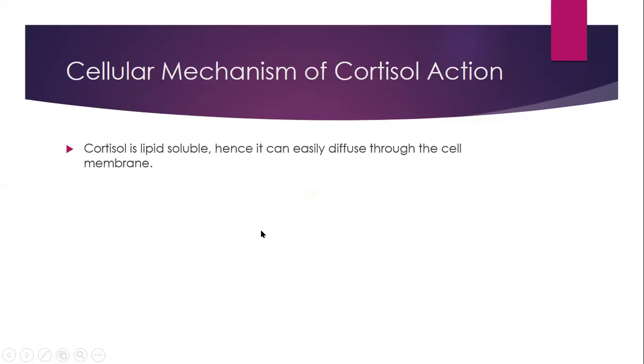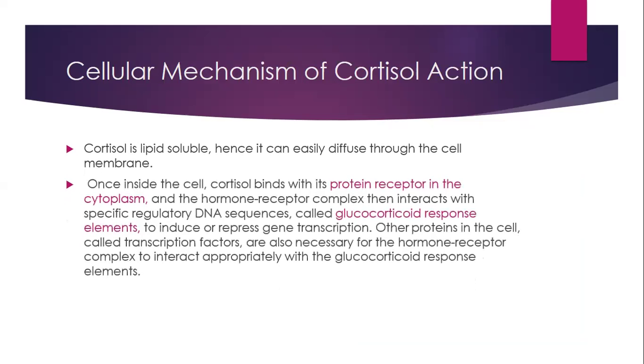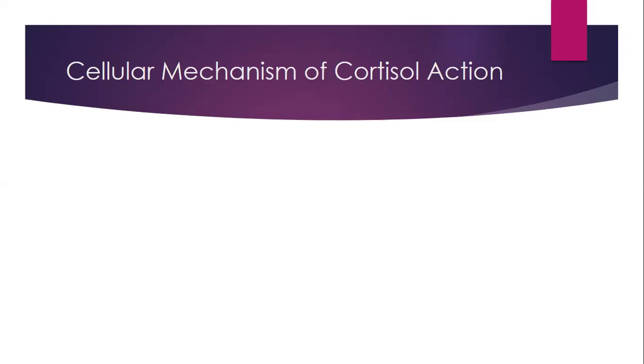For the cellular mechanism, it is the same as what we saw with aldosterone. Cortisol is a lipophilic hormone, so it can cross the cell membrane into the cytoplasm. Once in the cytoplasm, it binds to its cytoplasmic receptor to form a hormone receptor complex, which then moves to the nucleus and interacts with DNA sequences. With that interaction, we can either activate or repress transcription. In doing so, we regulate the number of proteins within the cell, and we can have a myriad of effects within the body.